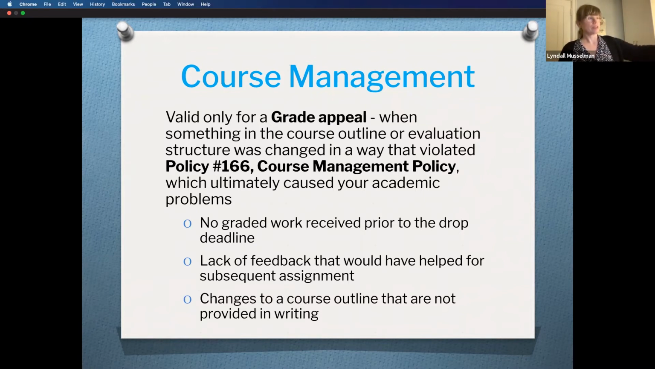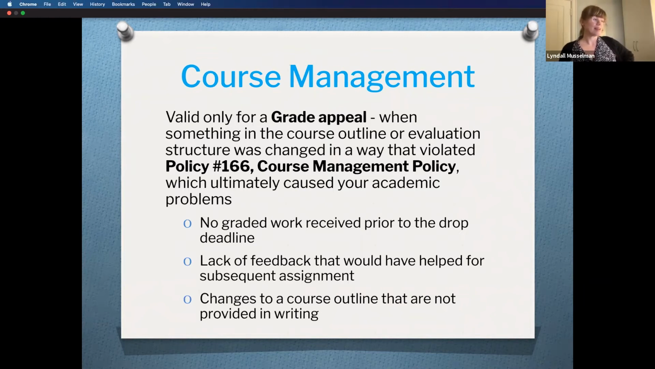So other examples of course management issues are no graded work received prior to the drop deadline. Last semester, that deadline to drop courses was very late. It was December 7th last semester, sorry. That's what policy 166 says, that students should receive a substantial form of feedback or evaluation before the drop deadline, so you can assess how you're doing in the course and make an informed decision on whether you want to drop it or not. And then finally, if there's a lack of feedback that would have helped for subsequent assignments.